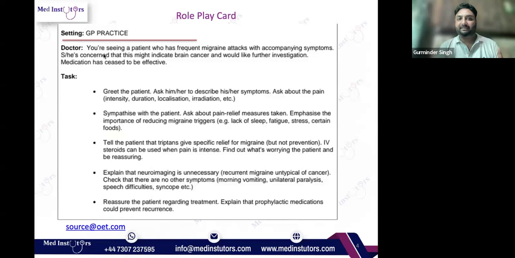And then second point here, you find it's written doctor or any other profession. Suppose nurse or pharmacist or dentist, right? And then you can find some information here. It's written, you're seeing a patient who has frequent migraine attacks. Now, this particular information is called background information of the role play card.